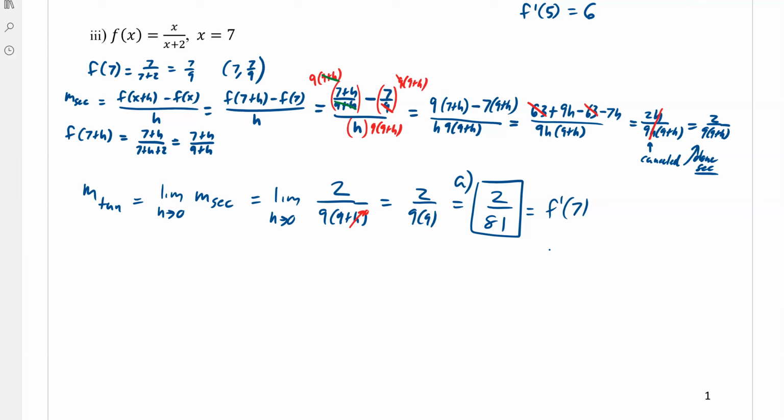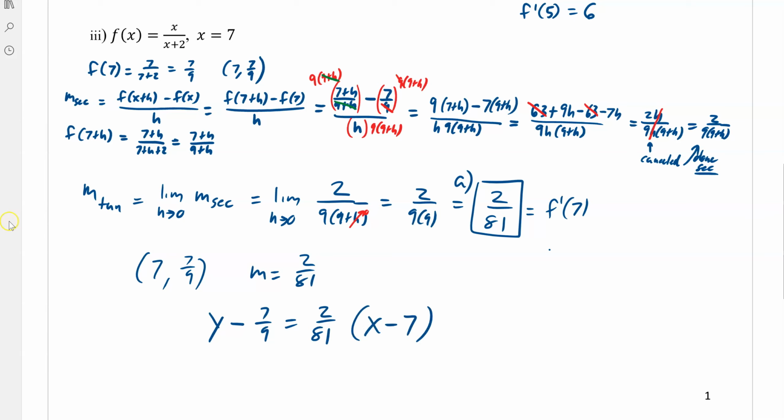Okay, now we need the equation of the line, so you just take that point (7, 7/9). You take your slope of 2 over 81 and you plug it in. So y minus 7/9 equals 2 over 81 times (x minus 7), and you say, I'm done. I don't want to deal with this. It's a good enough line.